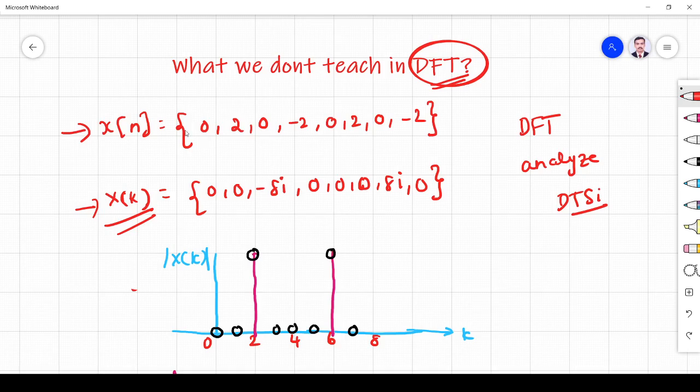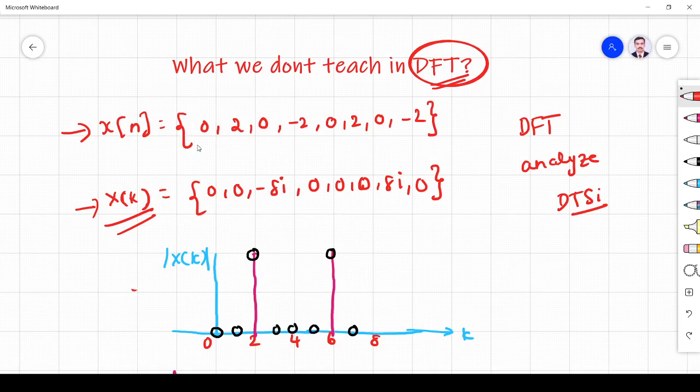Without telling that, simply finding x of k by substituting in the formula and drawing the waveform is not at all useful, right? So this everyone knows. If I give x of n, we can find x of k and draw the magnitude spectrum, right? But in this class we will see what is the meaning of this.